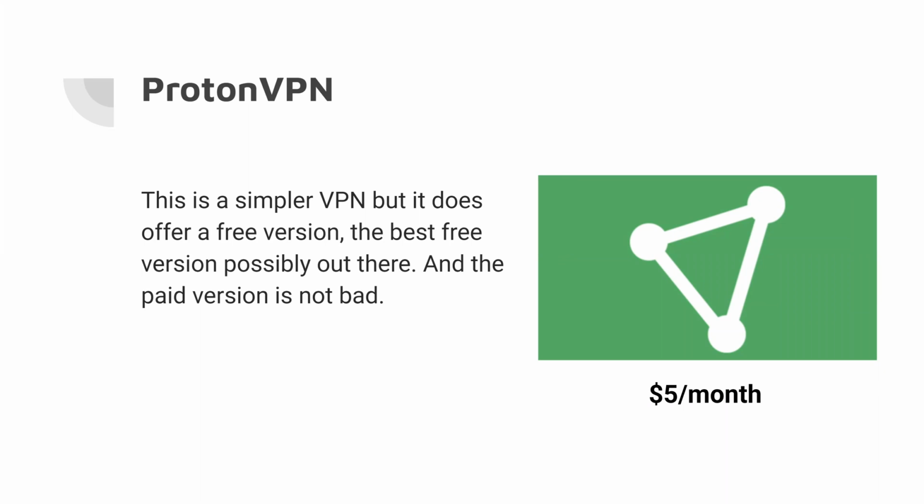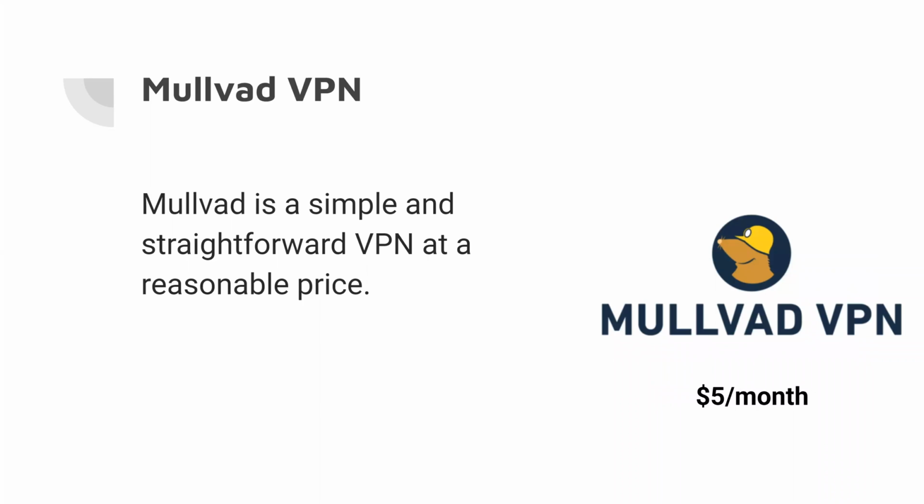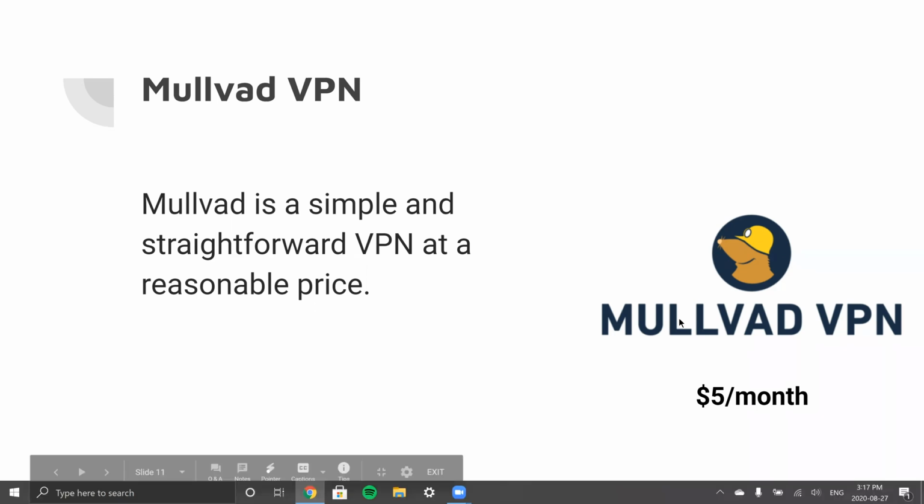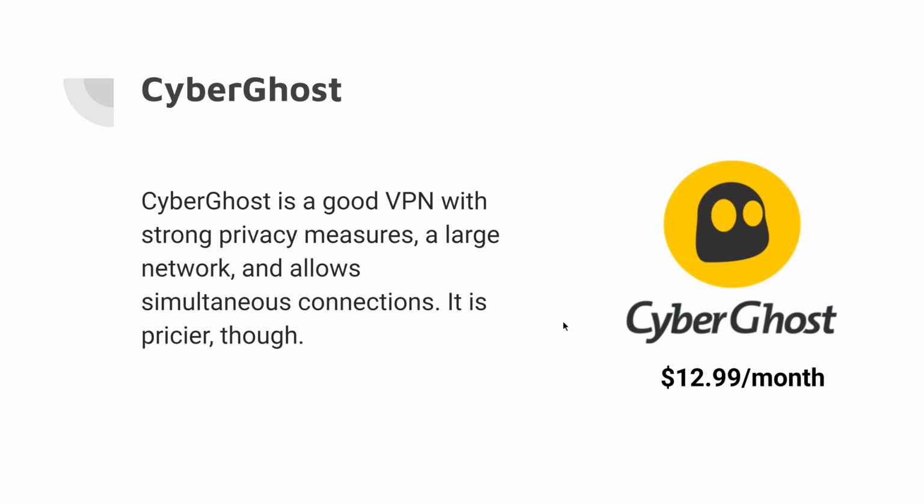Looking at Proton VPN, it's a much simpler VPN, and it actually does offer a free version, and it's one of the best free versions out there if you're not looking to pay for a VPN. And it's not that bad. Also priced at $5 a month is Mullvad VPN. Mullvad is a simple and straightforward VPN that's reasonably priced. Another more expensive VPN is CyberGhost. It has very strong privacy measures and a large network and allows simultaneous connections.